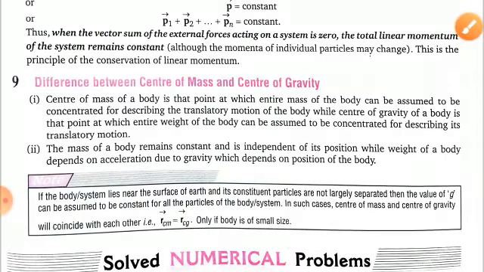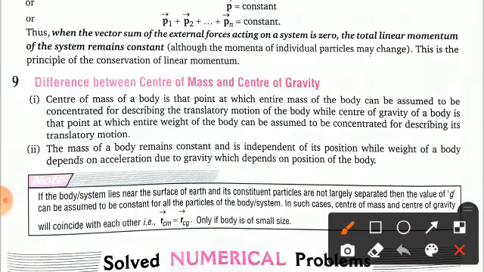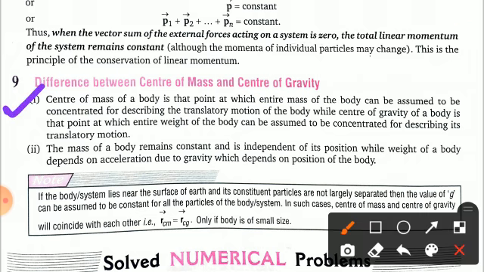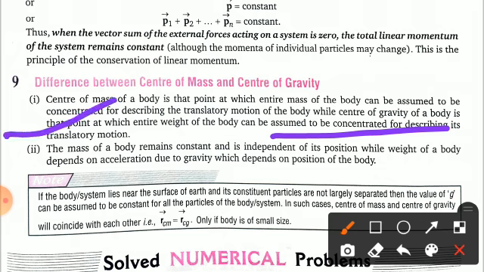Now this is a very small topic, just read it. What is the difference between center of mass and center of gravity? This is an important one. First, the center of mass of a body is that point at which the entire mass of the body can be assumed to be concentrated. Clear? What is center of mass? It is the point where you consider the whole mass of the body to be concentrated for describing the translatory motion of the body, while the center of gravity of a body is that point at which the entire weight of the body can be assumed to be concentrated for describing its translatory motion.